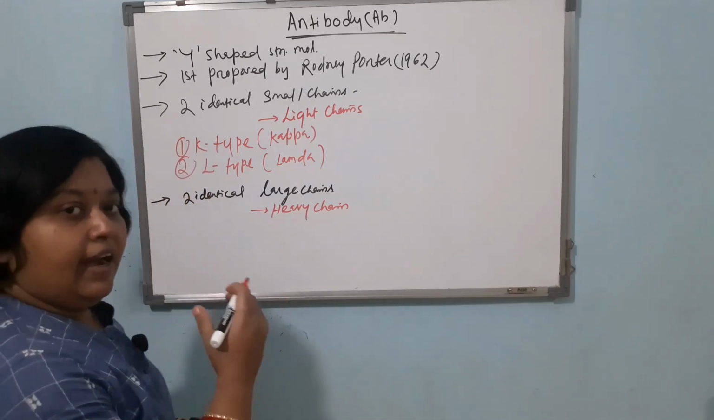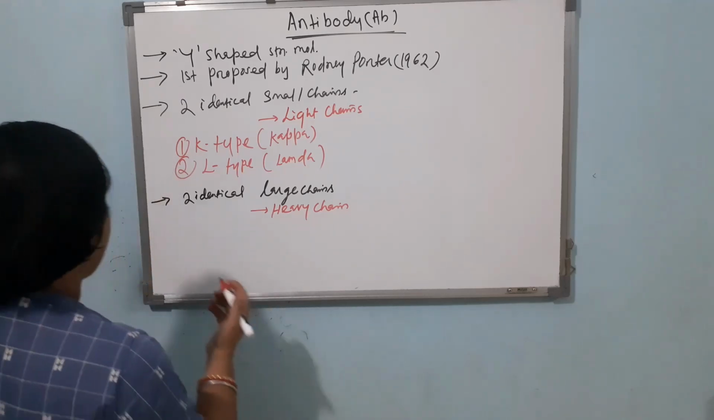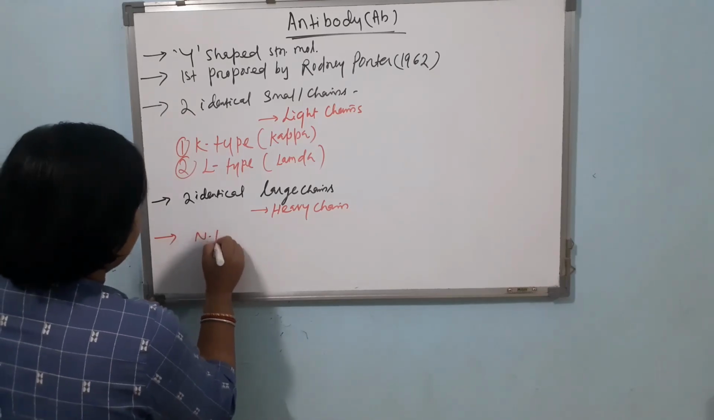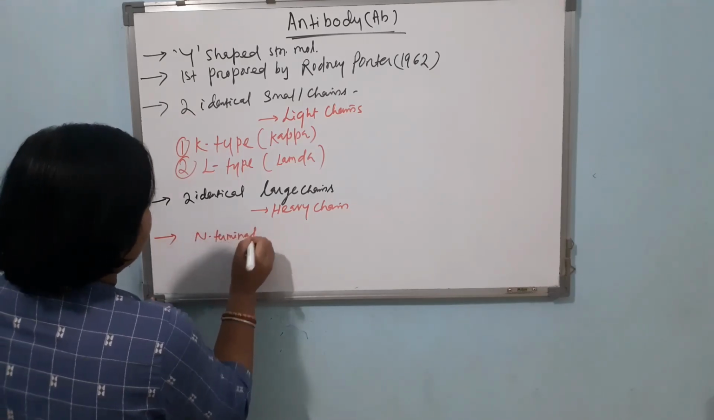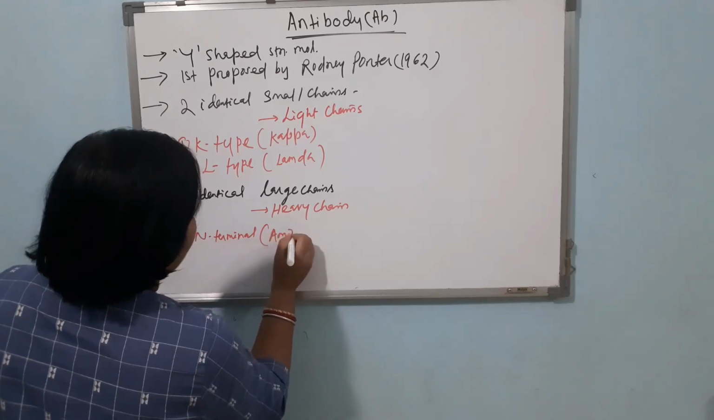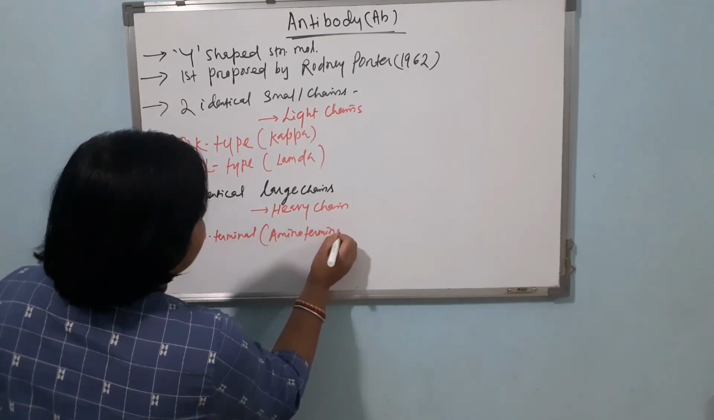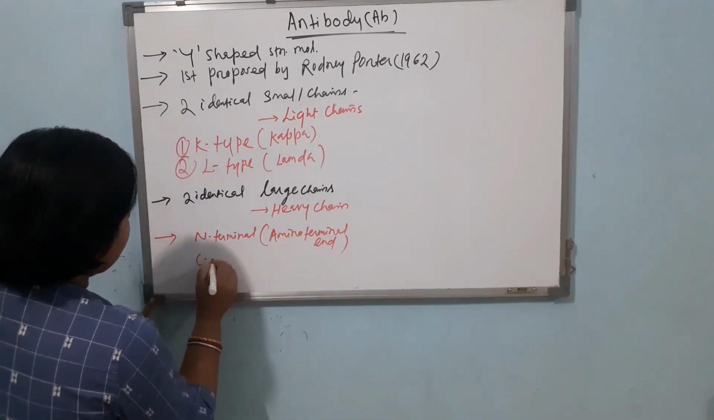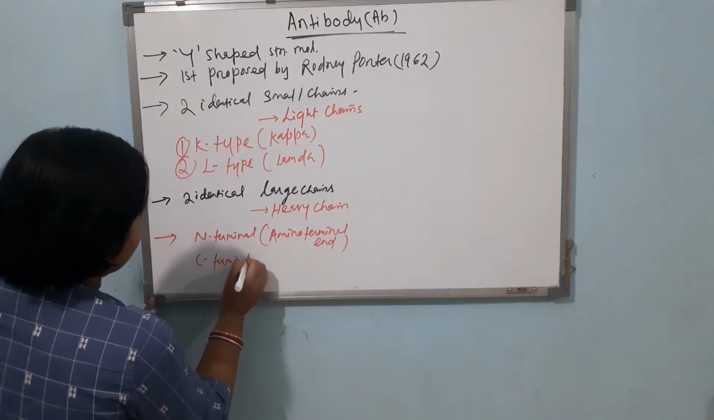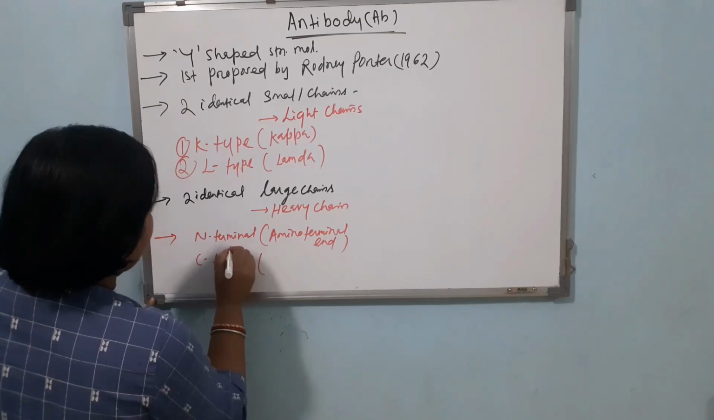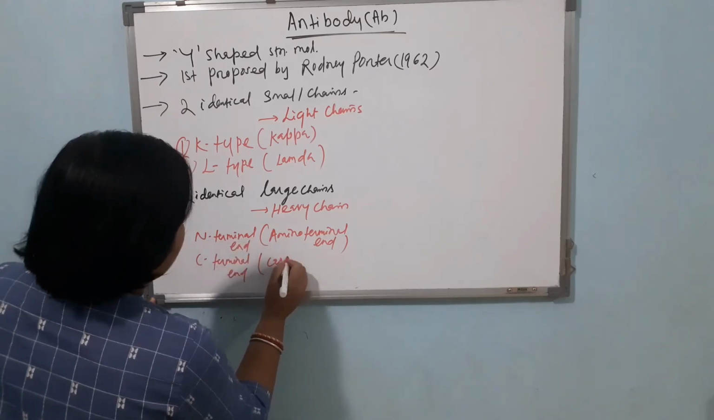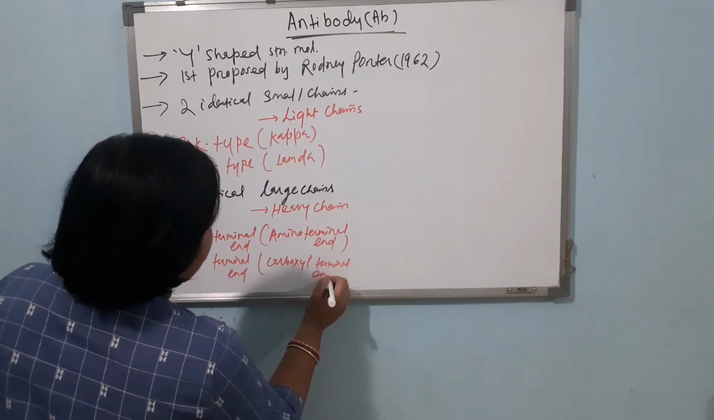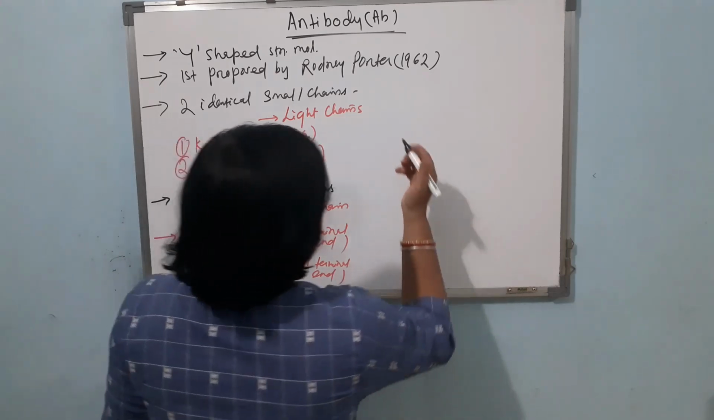Each light chain and heavy chain contains two terminal ends. One terminal end is N terminal end or amino terminal end. The other terminal end is C terminal end or carboxylic terminal end.